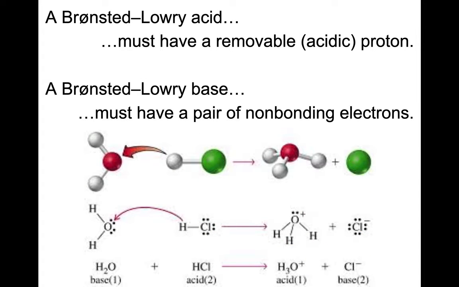So to be a Bronsted-Lowry acid, the substance must have a removable proton. That's pretty much always in the form of a hydrogen ion. It has to have a hydrogen as part of its Lewis structure, as part of its molecule, that it can give up and lose and donate. A base in this definition must have a pair of non-bonding electrons that it can use to attract that proton.